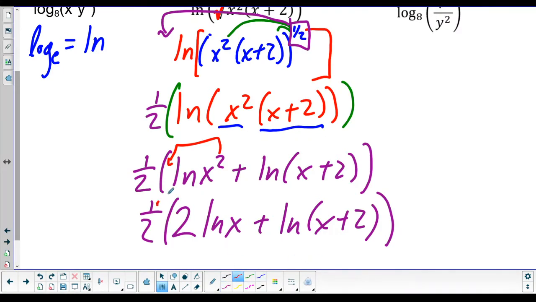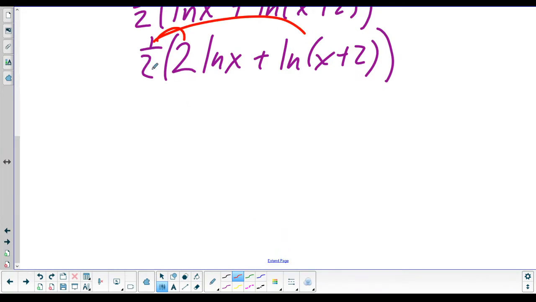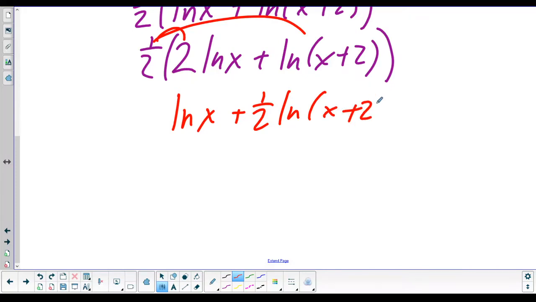And now we can just distribute this 1/2 on there. If we distribute the 1/2 here, it would have still worked out the same way. So distributing 1/2 times 2 is 1. So this is 1 ln x plus 1/2 ln x plus 2.